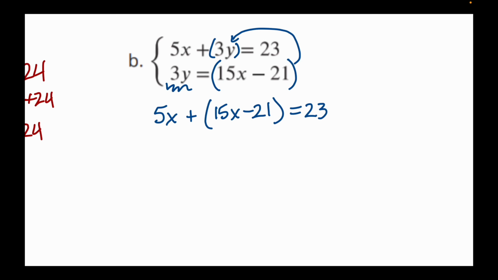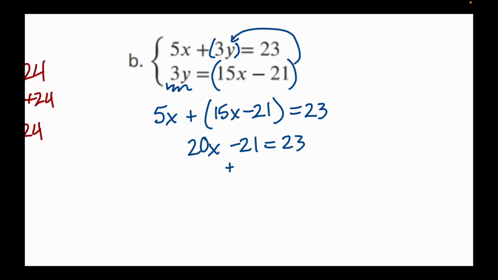Okay, now I also don't need the parentheses here because I don't need to multiply by anything. I am substituting for the entire term of 3y. My other option would be that I could take this entire second equation and divide everything here by 3. But I just like that the 3y is there. And so we can substitute in for the whole term. So here we're going to have 5x plus 15x. That's going to make 20x minus 21 equal to 23.